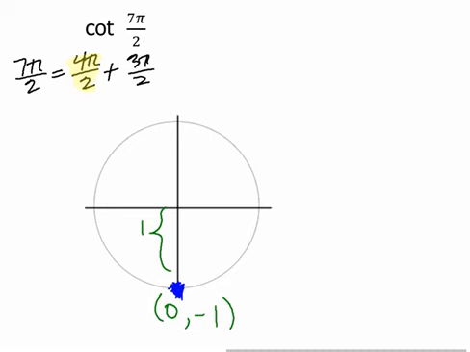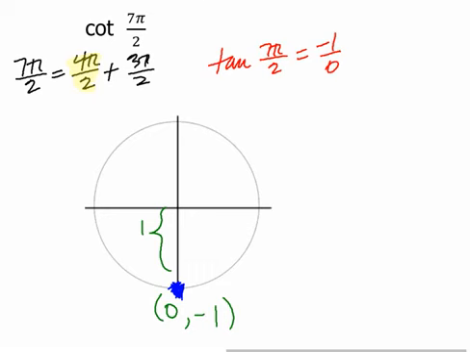Now we don't have a triangle. So what I'm going to do is find tangent and then flip it. Tangent of 7 pi over 2, earlier I said tangent is y over x. So that's negative 1 divided by 0. Oh, that's a problem. That's not good.